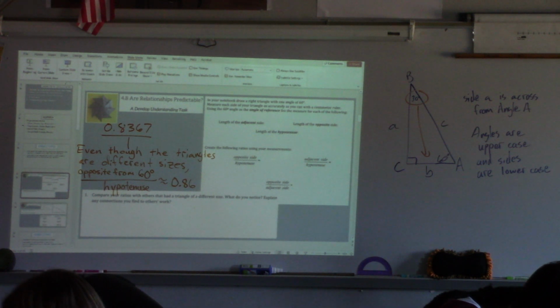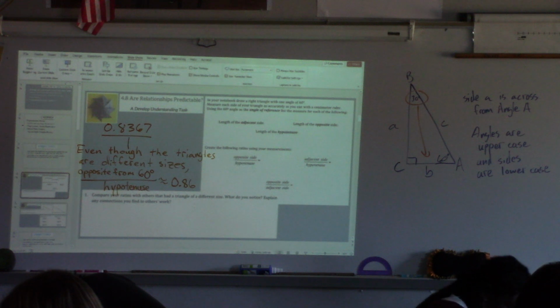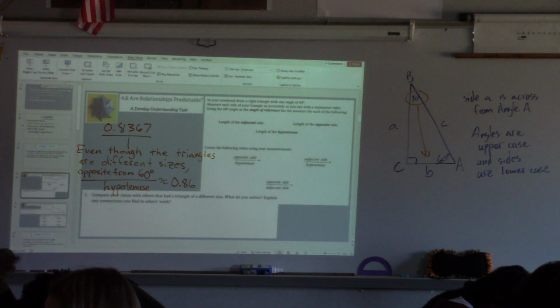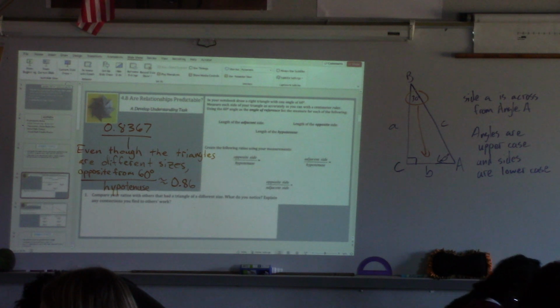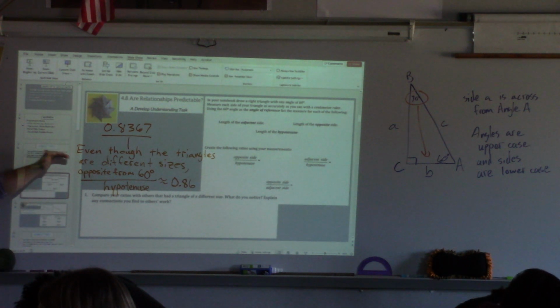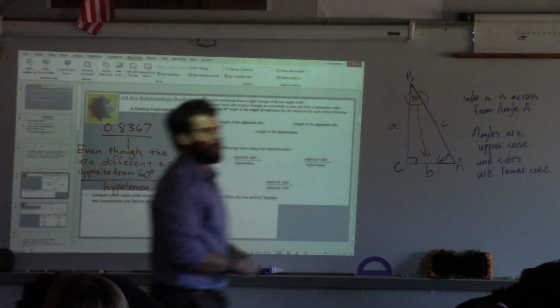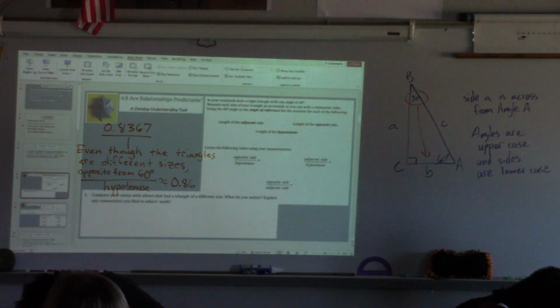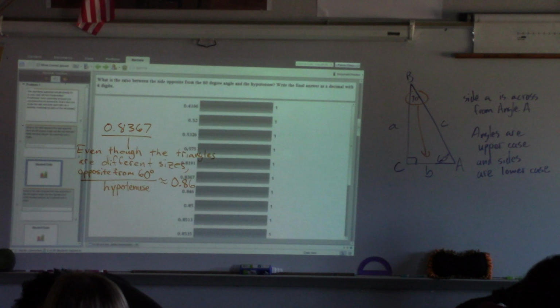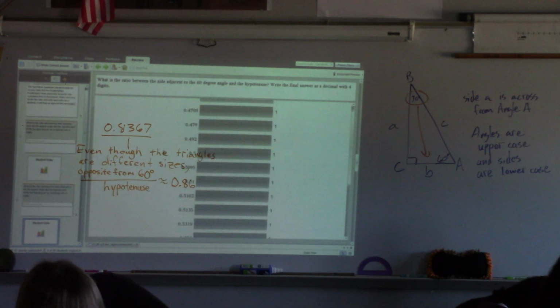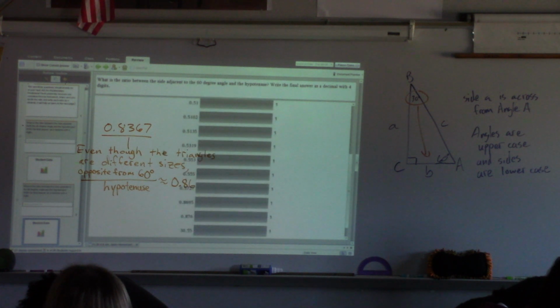If you have a right triangle that has a 60-degree angle, what do you think the ratio for the side opposite to the hypotenuse will always be? 0.86 something, somewhere around that range, right? Okay, so even though the triangles are different sizes, the opposite from the 60 to the hypotenuse was about 0.86. Okay, what about for the adjacent to the hypotenuse? 0.53 something. Oh, look at that.